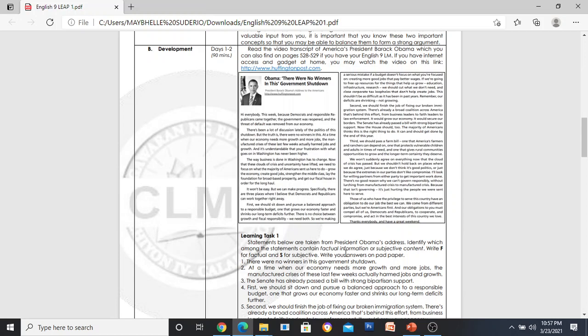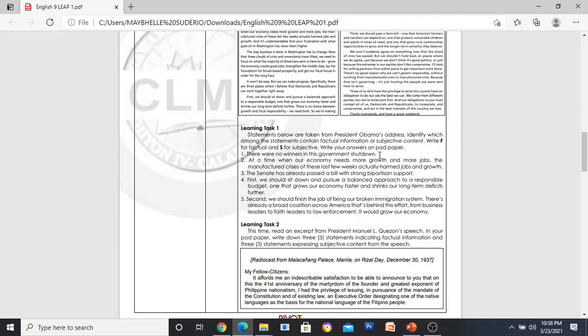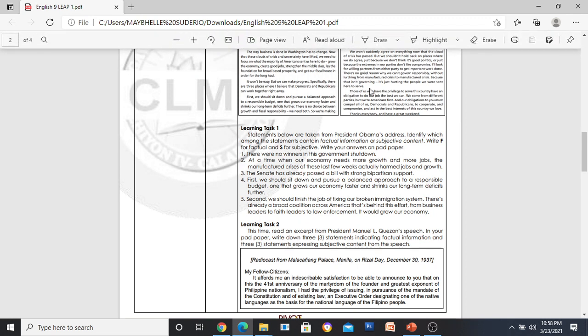And then, dito sa baba, meron dyan 5 sentences na nanggaling dyan sa binasa ninyo. So, you are just going to identify, halimbawa, itong sentence na to, hanapin mo dyan, does this sentence serve as factual information or subjective information? Factual meaning to say, may mga proof ba doon? Makatotohanan ba tong number 1 na to, based dyan sa speech? Or subjective, si Obama ba dito ay naging subjective lang wherein itong sentence na to talks about his feelings lang ba, his opinion. Ganun ang gagawin sa 1 to 5.